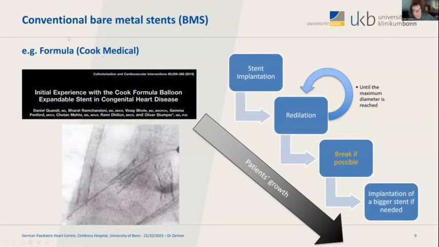There is a bare metal stent from the Cook Medical Company, the Formula stent, which can be used in newborns. If they are not too small, you need at least a 5 French sheath for implantation. You can redilate them up to 12 and some up to 16, 17 millimeters, and you can even break them. There is a paper from the Birmingham group with all the details and very much information on how to do it.